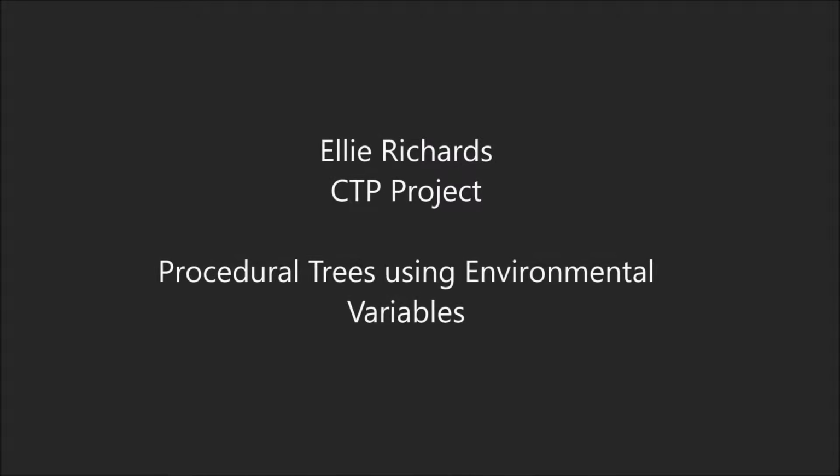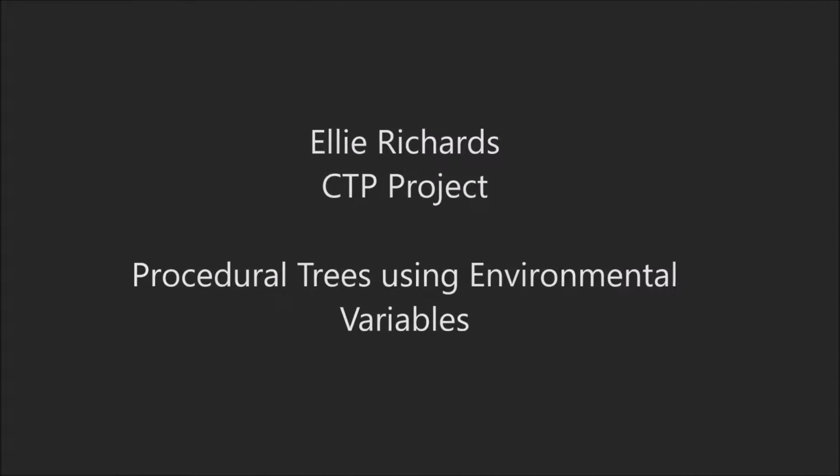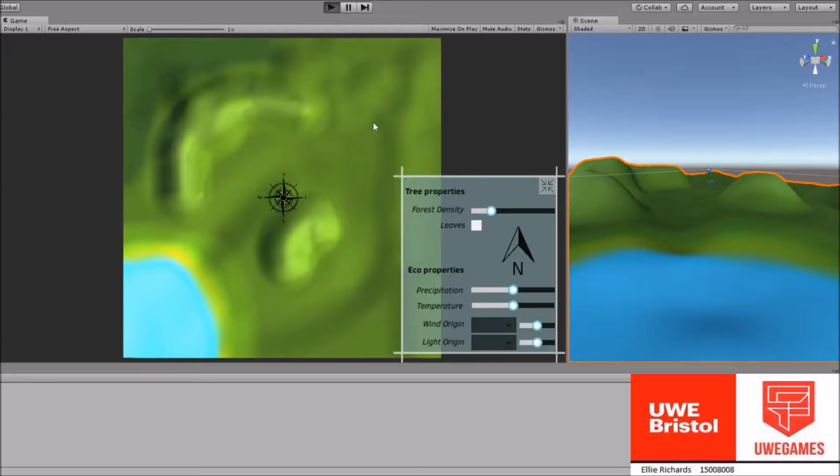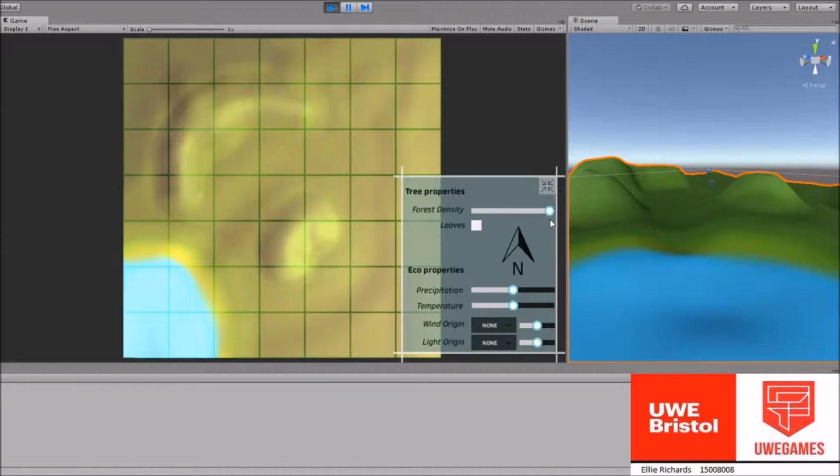Hello, this is Ellie Richards for my CTP Project, Procedural Trees using Environmental Variables. Shown here is the map editor first produced, with a series of sliders and drop-down boxes reflecting these variables.